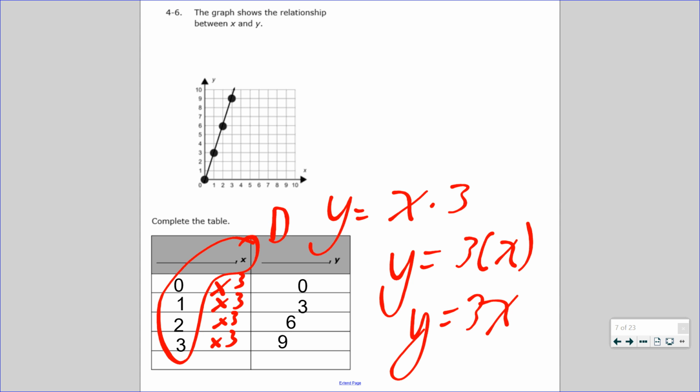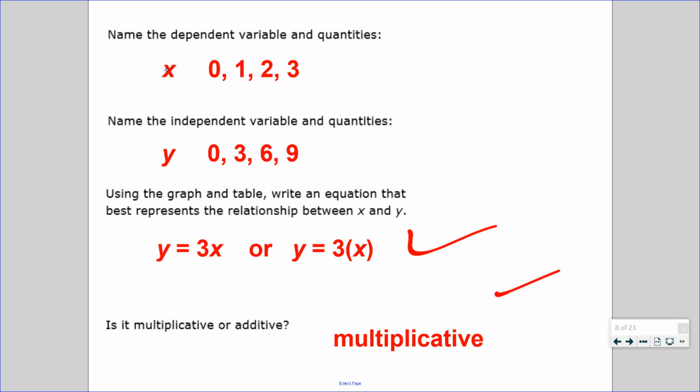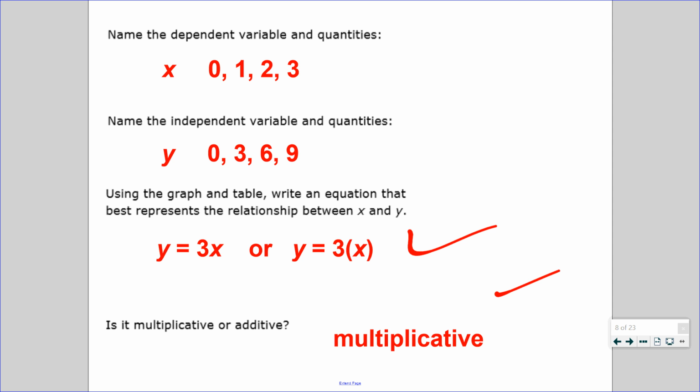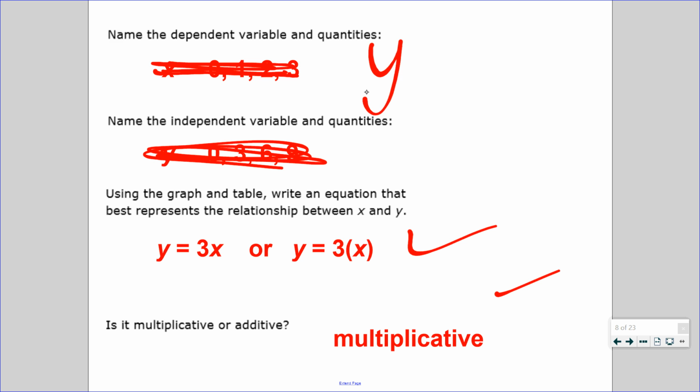This is the dependent, this is the independent. The independent is the x, dependent is the y. So the dependent is the x, the independent is the y. Wait, did I make that? Name the dependent. I think I got this one wrong. Oh, how embarrassing. Name the dependent is y.